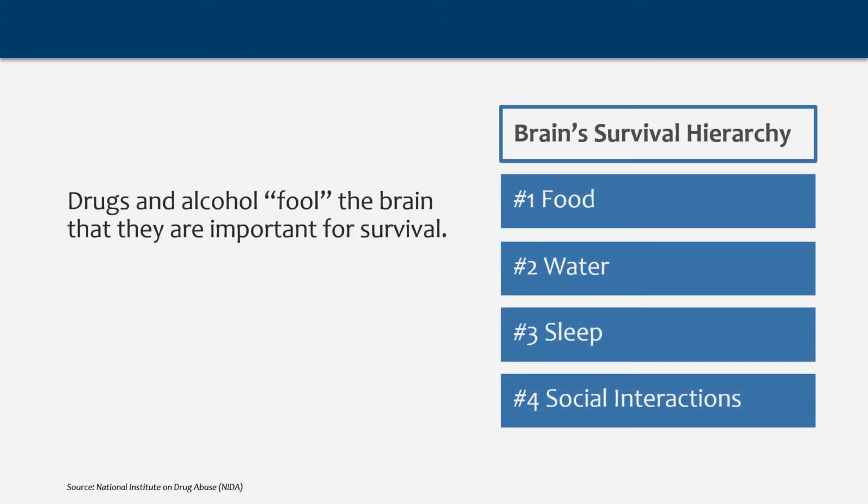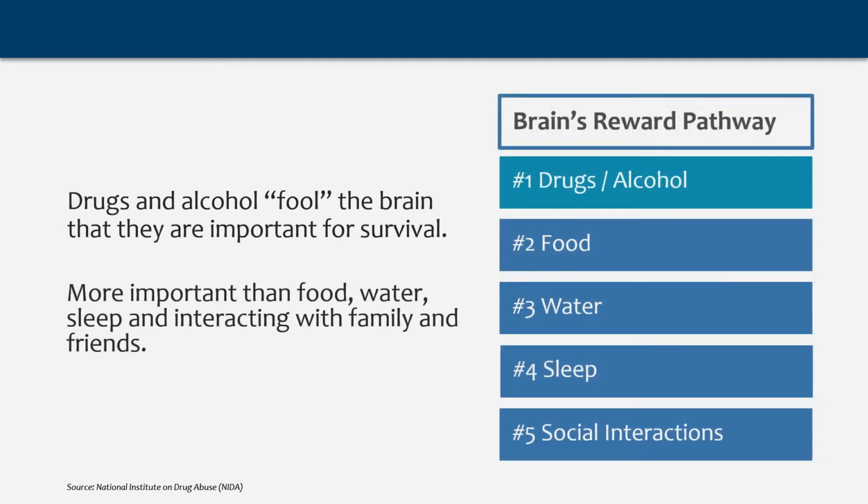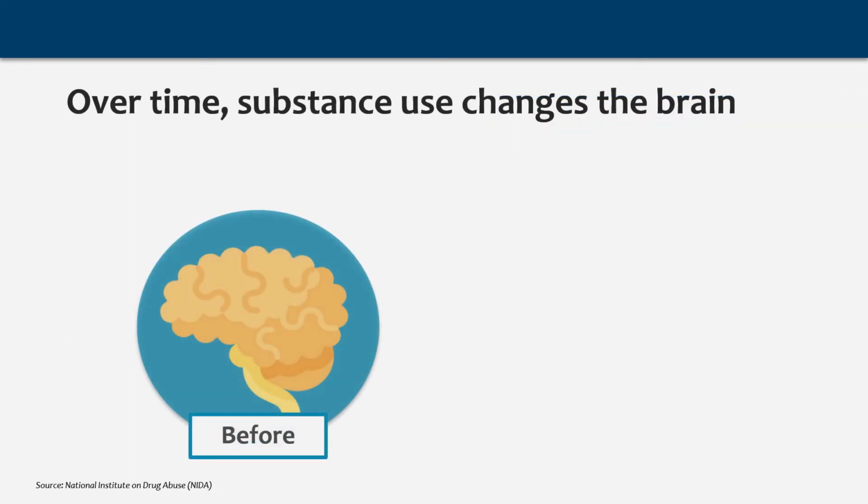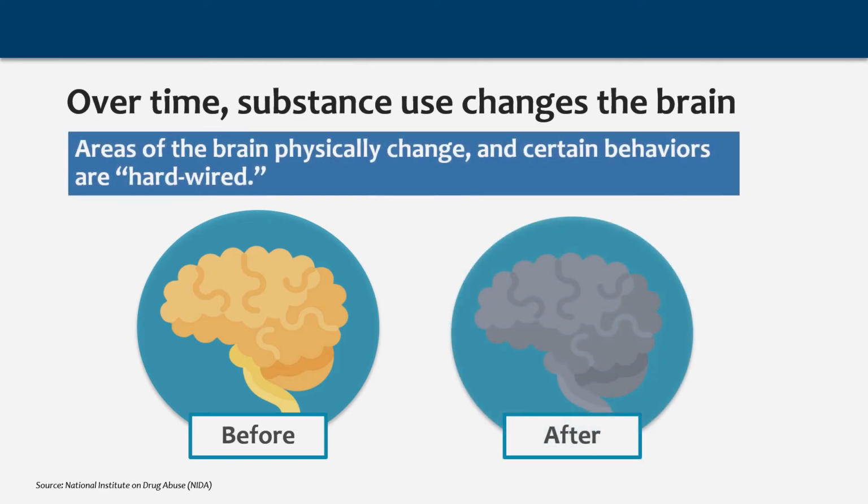Drugs and alcohol fool the brain that they are important for survival, more important than food, water, sleep, and interacting with family and friends. Drugs can alter important brain areas that are necessary for life-sustaining functions and can drive the compulsive drug use that marks addiction. Over time, areas of our brain responsible for decision-making, judgment, learning, and memory physically change, and certain behaviors are altered, hardwired.